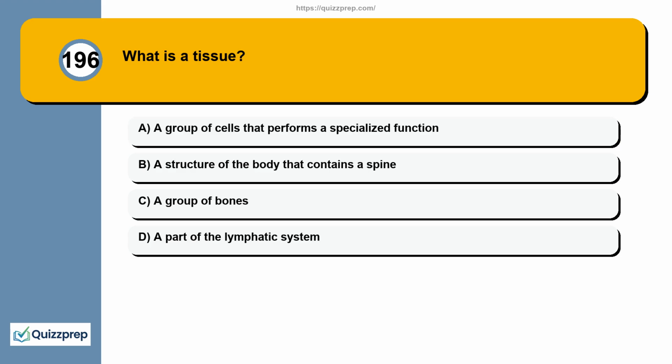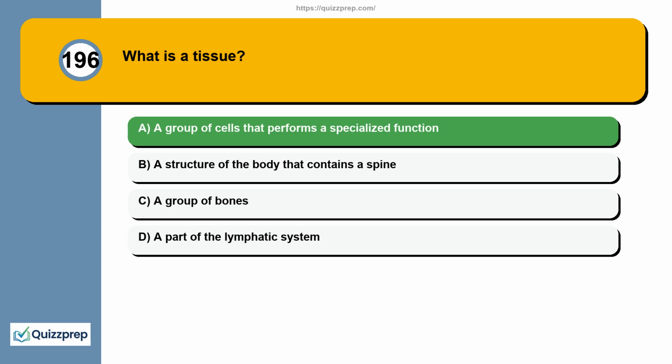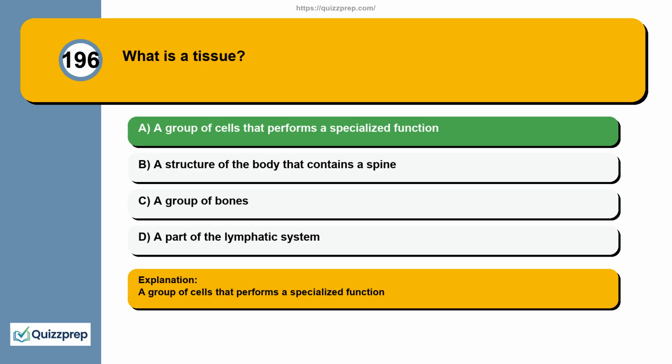Question 196. What is a tissue? Option A. A group of cells that performs a specialized function. Option B. A structure of the body that contains a spine. Option C. A group of bones. Option D. A part of the lymphatic system. The correct answer is option A. A group of cells that performs a specialized function.